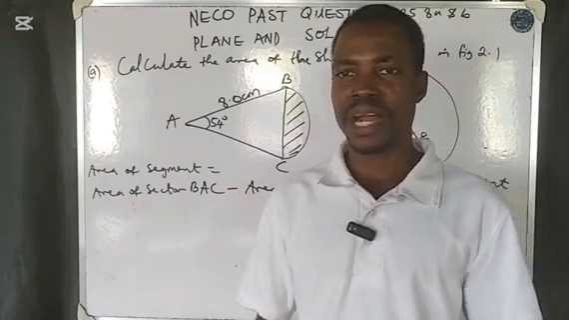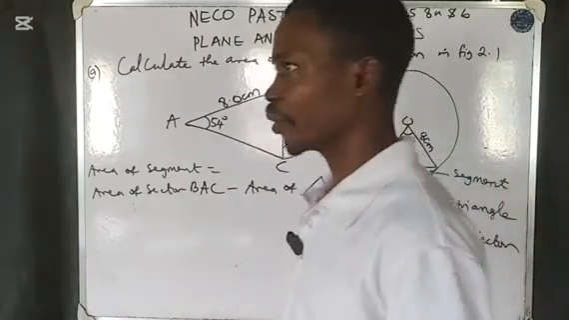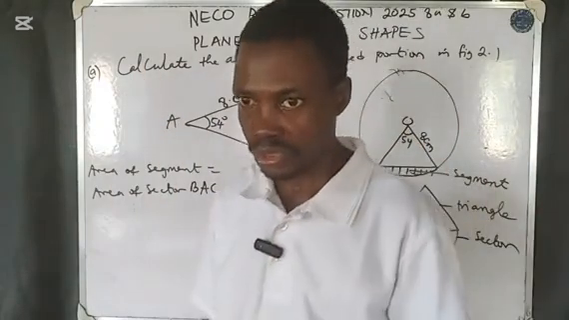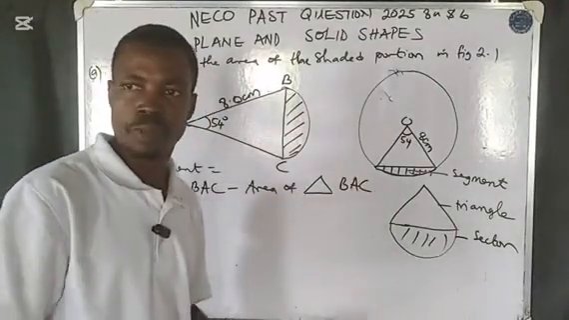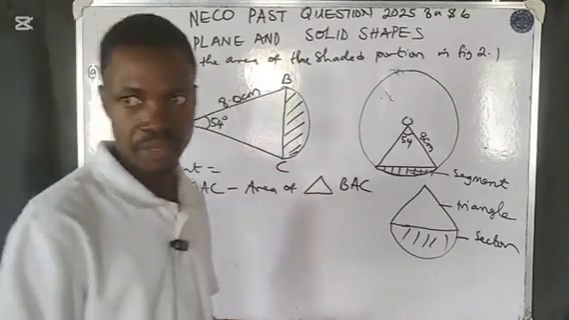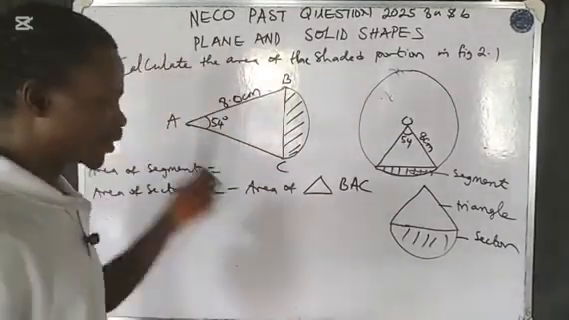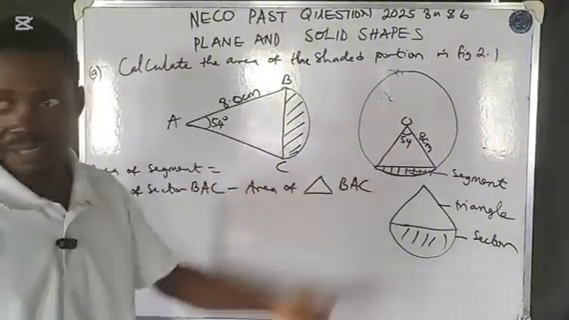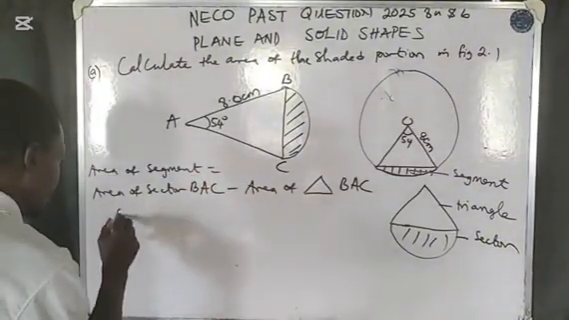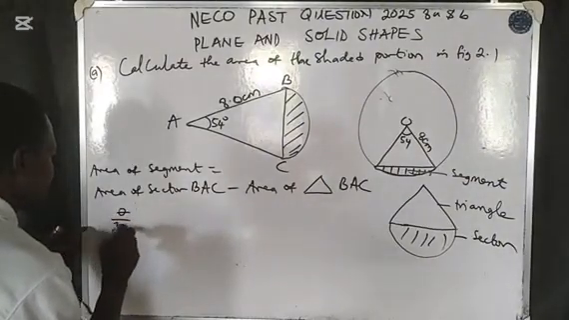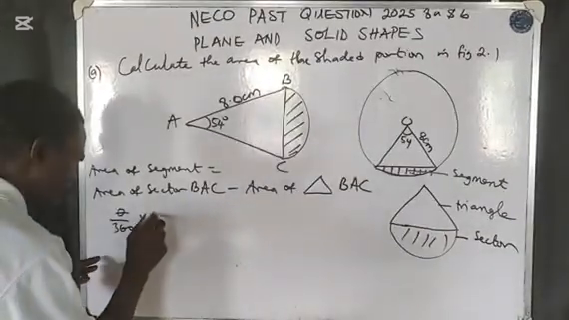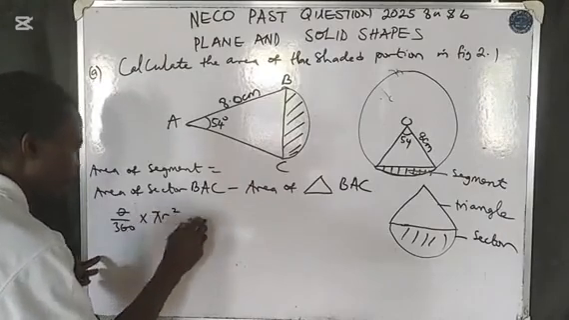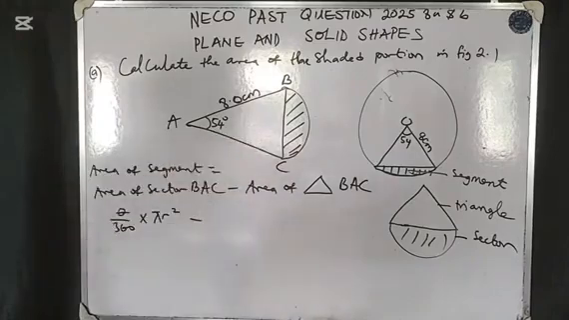Area of a circle is pi r square. But area of a sector is a portion out of the whole circle. The sum of angles in a circle is 360. Out of this 360, we are dealing with a small part of it. So area of sector is theta over 360 multiplied by the area of the circle, which is pi r square, minus area of this triangle.